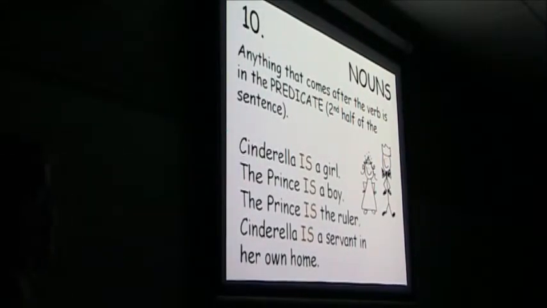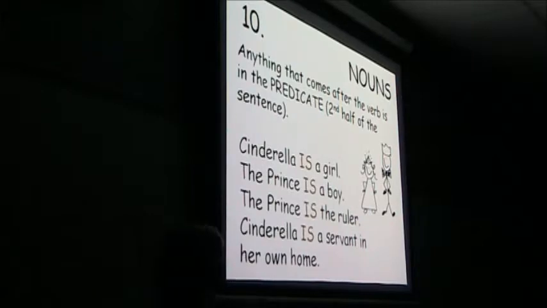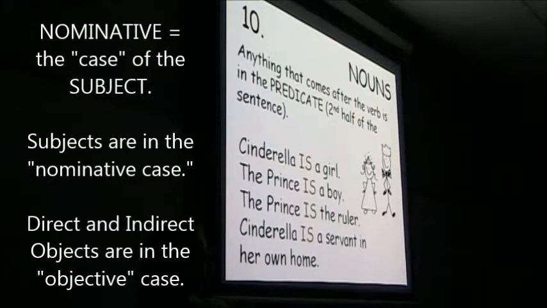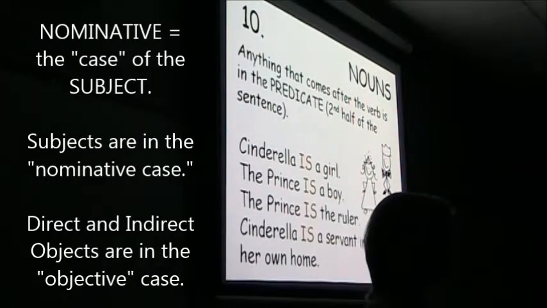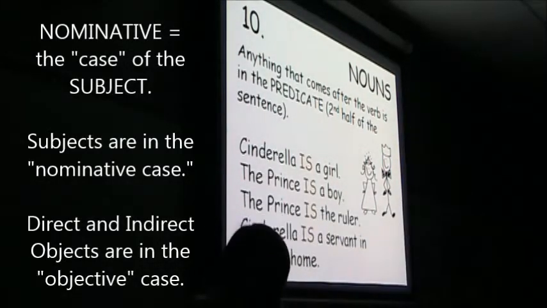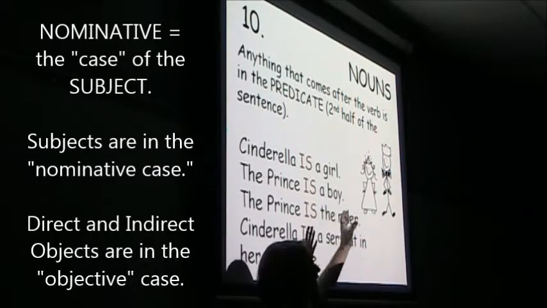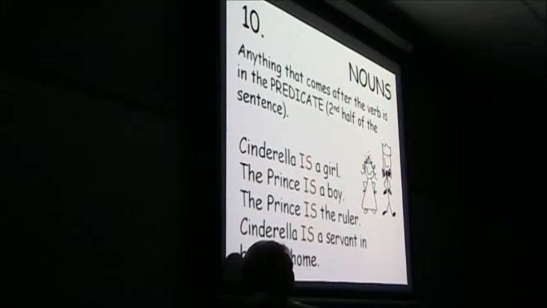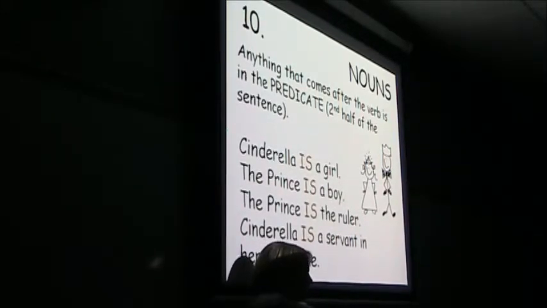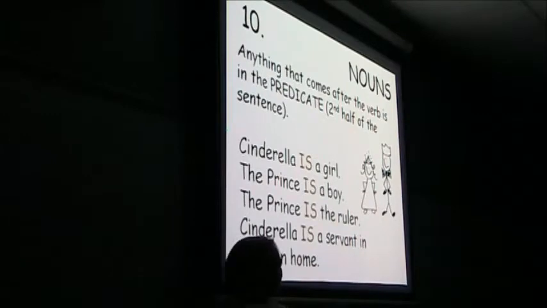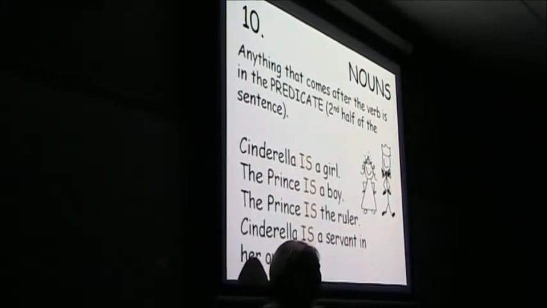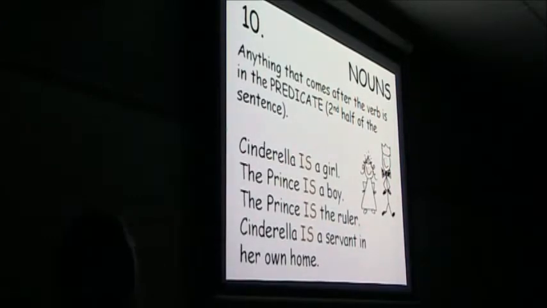And so we call this a predicate nominative because it's in the second half of the sentence, and nominative refers to the fact that it's doing the job of the subject. And so when I say Cinderella is a girl, I could flip that sentence around and it would still mean the same thing. A girl is Cinderella. We wouldn't want to say it that way, but it's still equal. Girl equals Cinderella. So nominative means it's in the subject case. It's what the sentence is about.